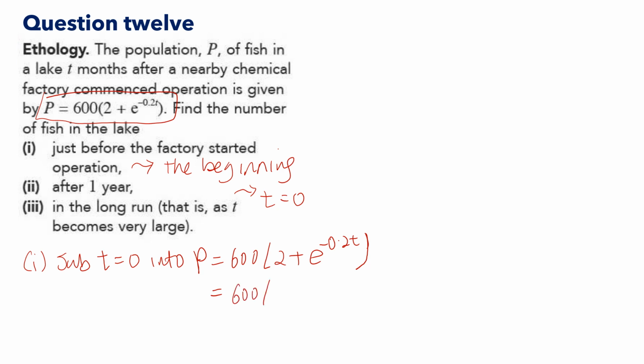600 times (2 plus e to the power of 0), because negative 0.2 times 0 will just give you 0. So e to the power of 0, and anything to the power of 0 is 1. So that will be 2 plus 1, 3. 3 times 600 will be what? 1800. So when t is 0 at the beginning, we have 1800 fish in the lake.